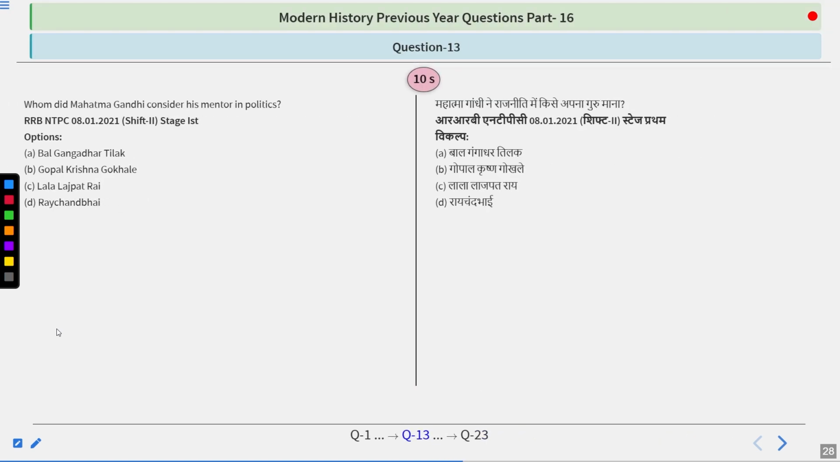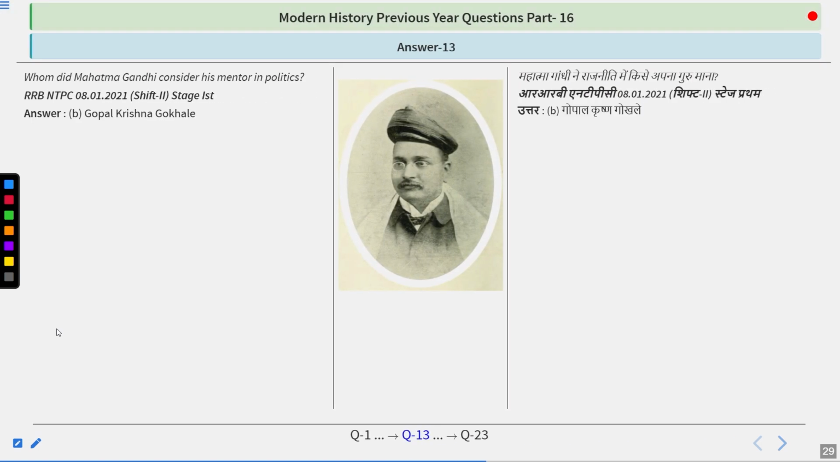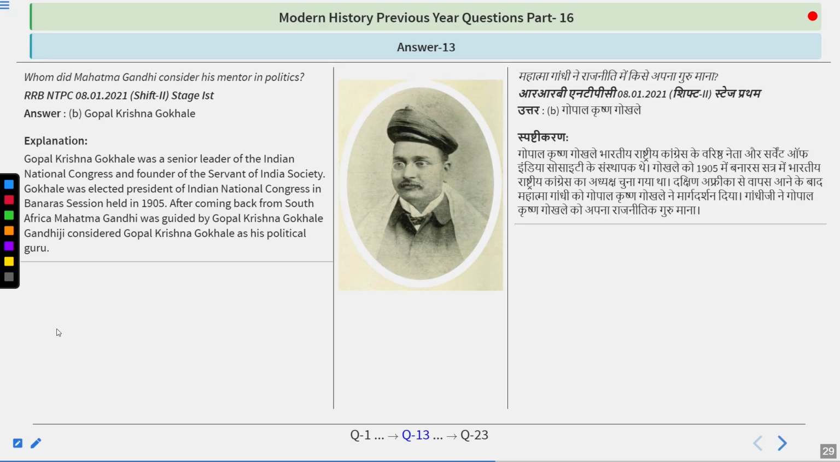Whom did Mahatma Gandhi consider his mentor in politics? Bal Gangadhar Tilak, Gopal Krishna Gokhale, Lala Lajpat Rai, or Raichandbhai? Think about it. So I guess the answer you are thinking is right because the answer is Gopal Krishna Gokhale.